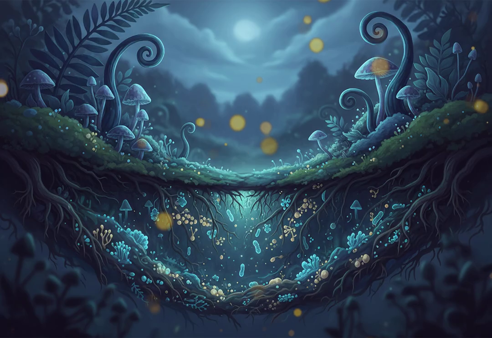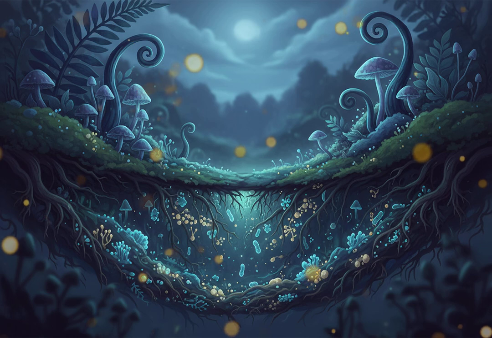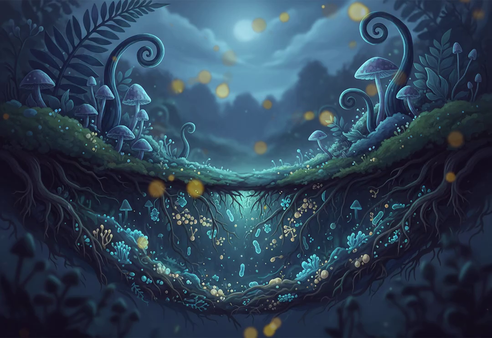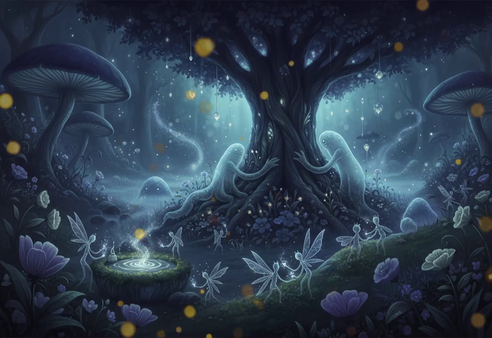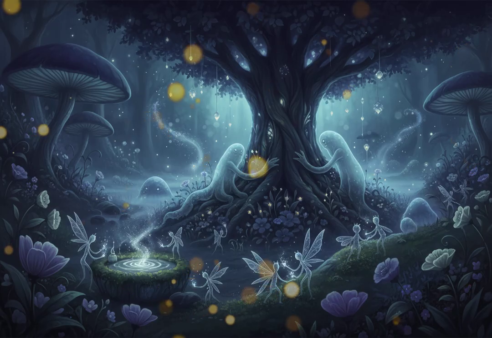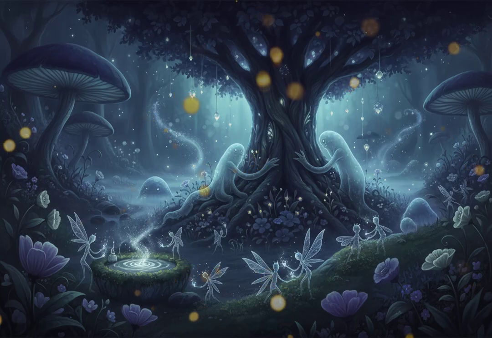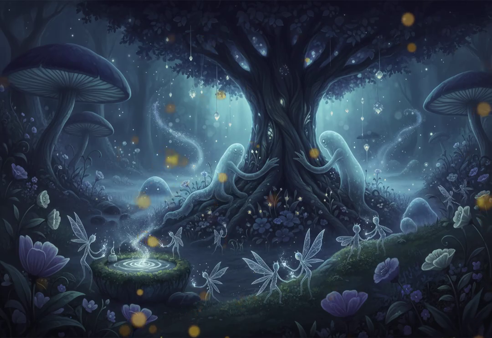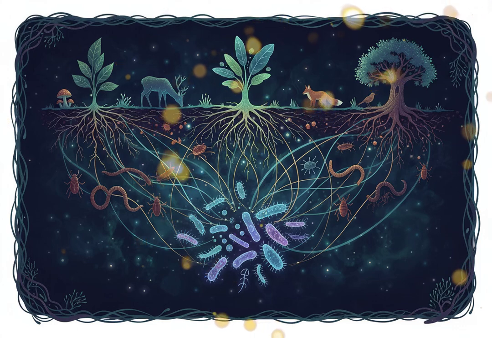Phosphorus cycling is another significant aspect of microbial function. Phosphorus is crucial for energy transfer within cells and is a key component of DNA. However, it is often present in forms that plants cannot absorb. Here, mycorrhizal fungi come into play. These fungi form symbiotic relationships with plant roots, extending their hyphae into the soil, effectively increasing the surface area for nutrient absorption. This partnership allows plants to access phosphorus and other nutrients, enhancing their growth and health.